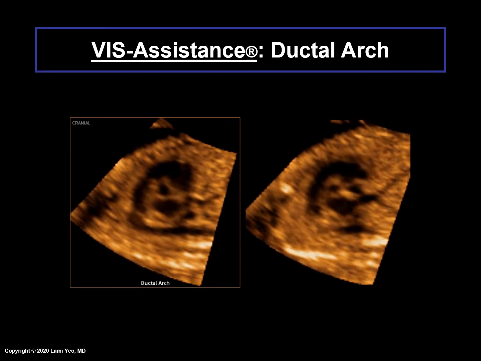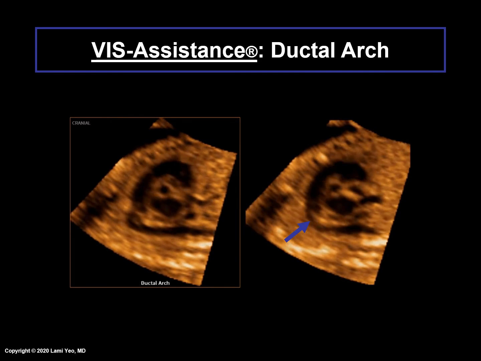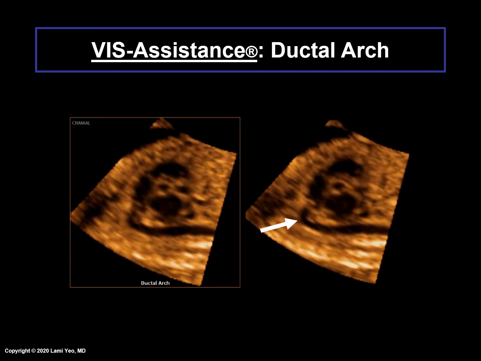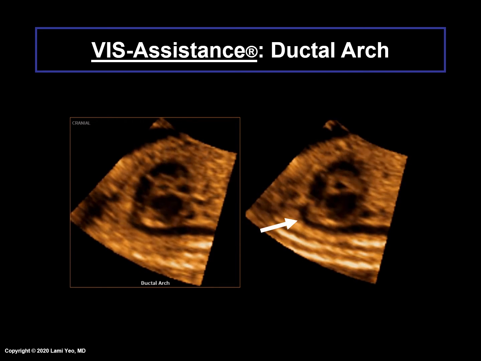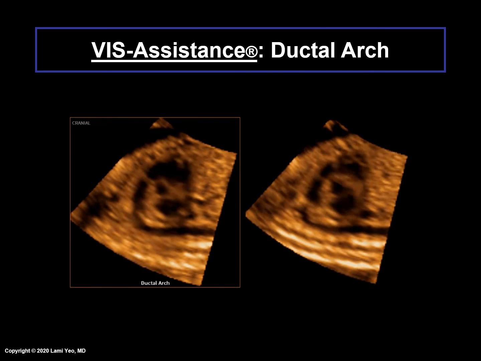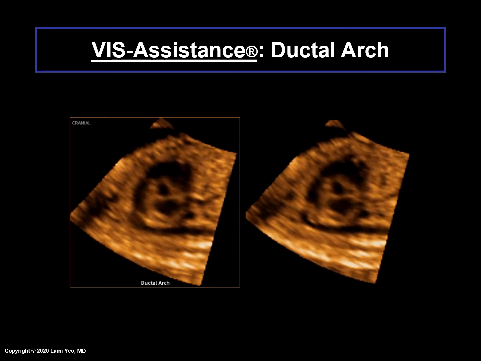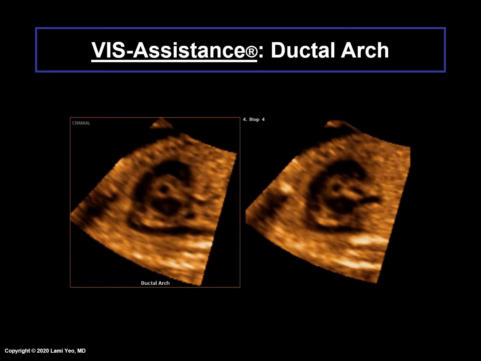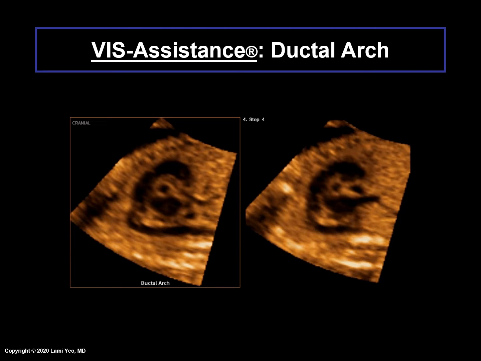During VISA, the blue arrow points to the true ductal arch, while the white arrow is actually pointing to the transverse portion of the aortic arch. As the video clip continues playing, the ductal arch appears again at the fourth callout, step number 4, as shown here.